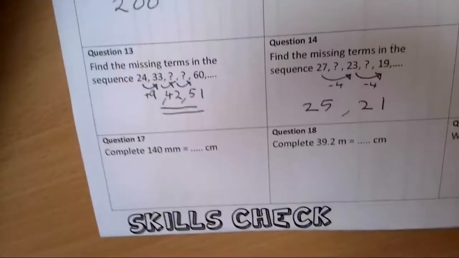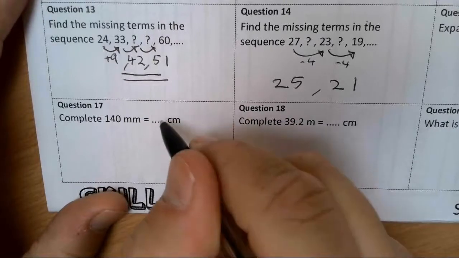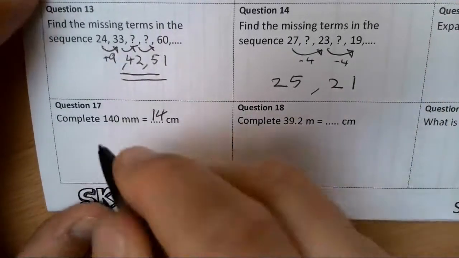Okay, question 17. This one you guys should know from primary school. 140 millimeters. There's 10 millimeters in each centimeter, so that would be 14 centimeters.